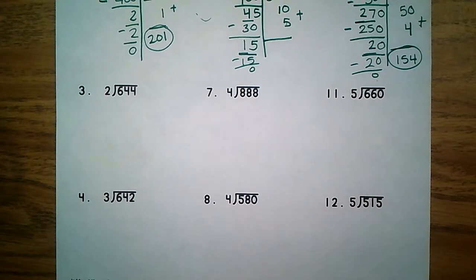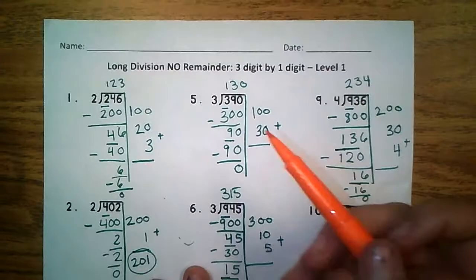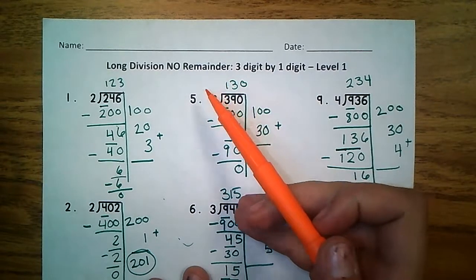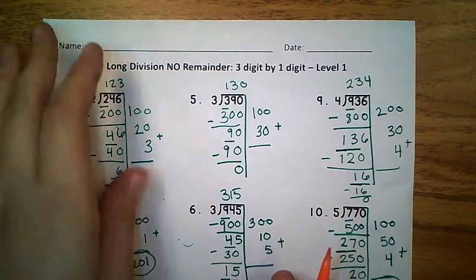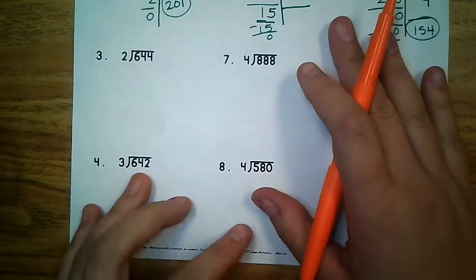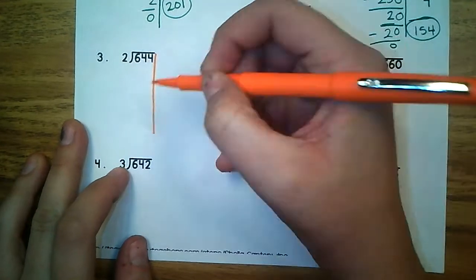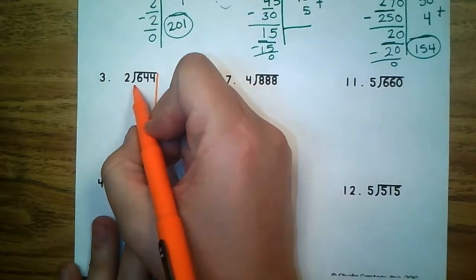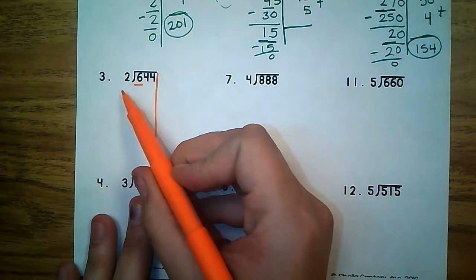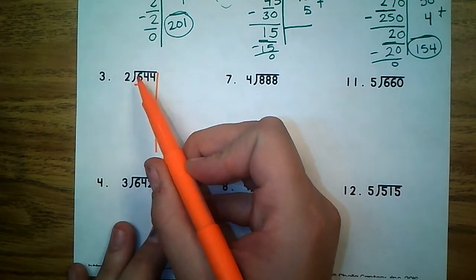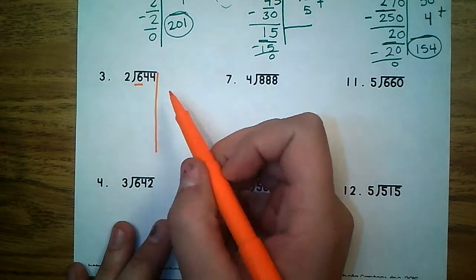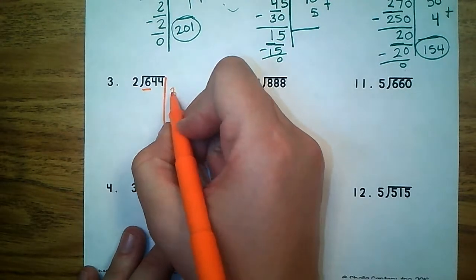All right, and now we are doing part 2 of the same worksheet, long division, no remainder, 3-digit by 1-digit. The first thing, I'm going to start on number 3, and I'm going to draw the line down. First step, underline. How many times can 2 go into 6? I know that 2 times 3 equals 6, so I'm going to put my 3 on the side.